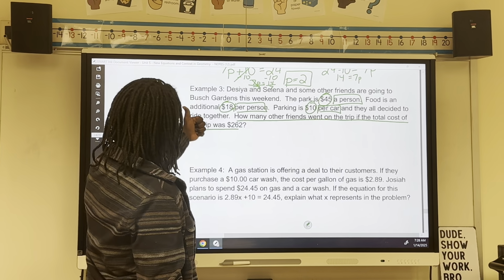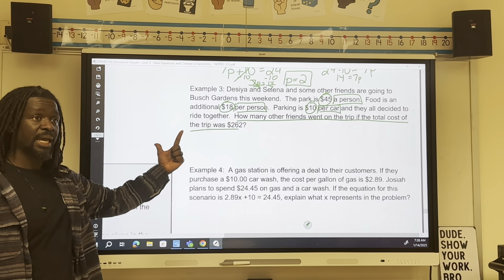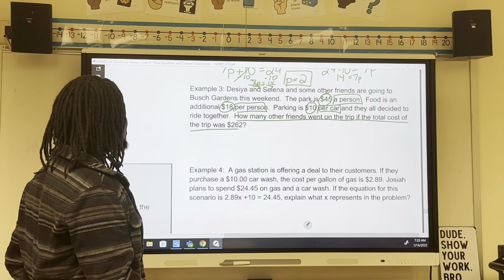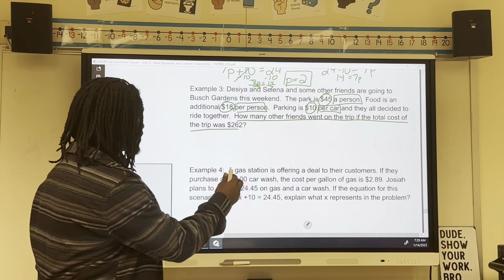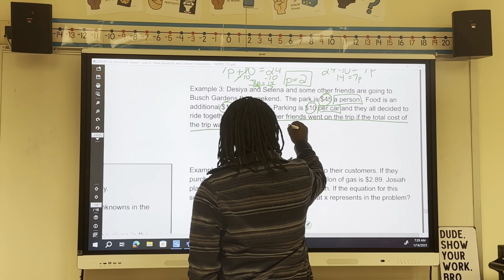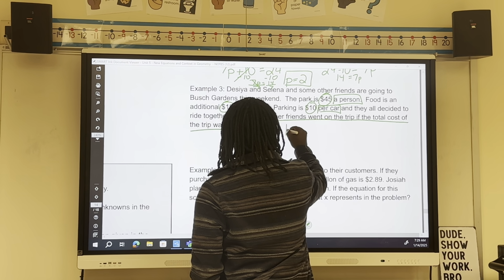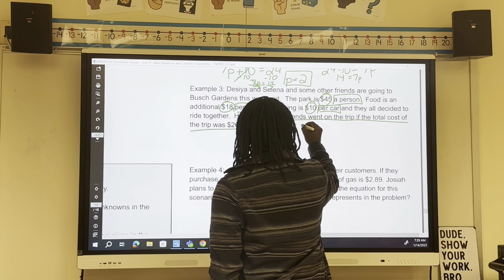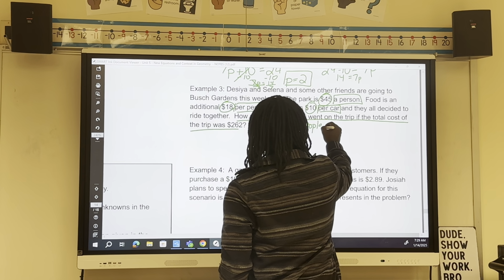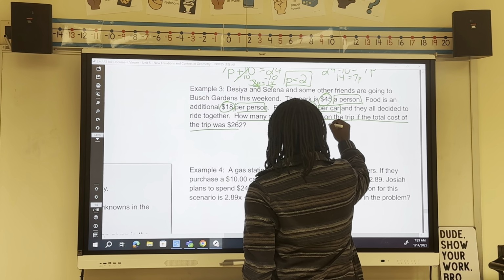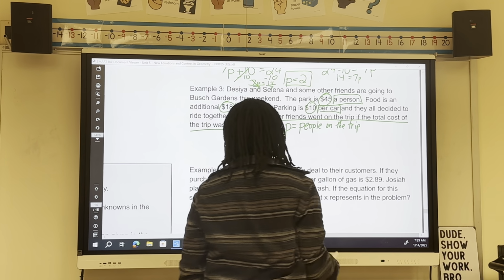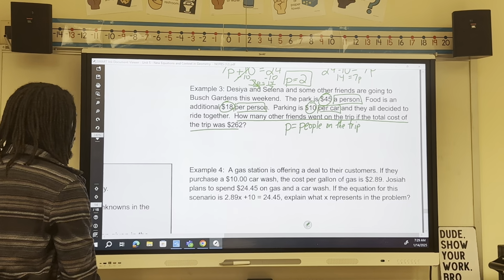Okay, so I am looking for how many other friends went on the trip. So I know Desaya and Selena went, okay, but then I'm also trying to figure out how many other people went on the trip. All right, so I'm looking for, we can say friends, or I'm going to say people. Okay, so P, what I don't know is the number of people who went on the trip, okay? So the number of people on the trip, all right?